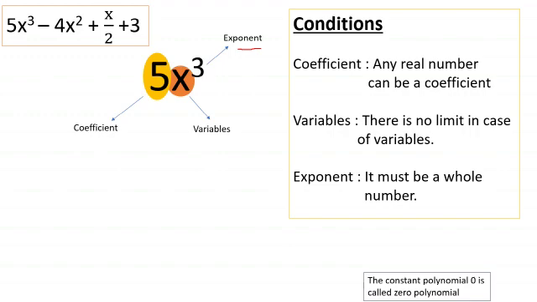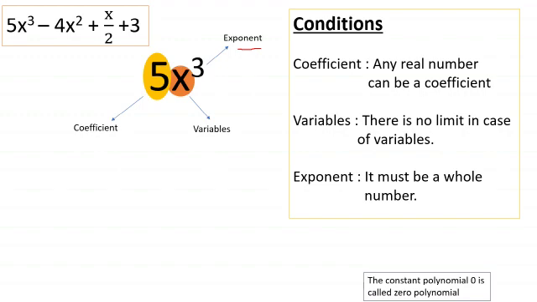Let's see whether the expression which we were discussing is a polynomial or not. This expression, that is 5x cubed minus 4x square plus x by 2 plus 3. If we see the exponents, all the powers are whole numbers. So obviously this expression is a polynomial. As we have seen that an exponent can be any whole number, that means it includes 0 also.